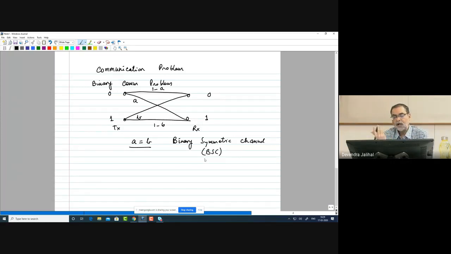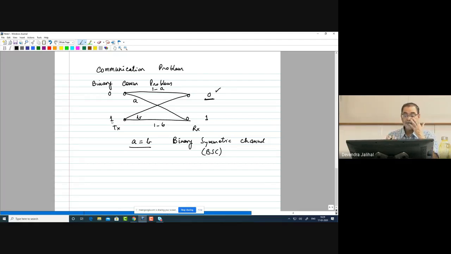So we ask several questions, right? Suppose I'm standing at the receiver and I've received a 0. What is the probability of receiving a 0? Now I can get a 0 if a 0 is transmitted, and I can get a 0 at the receiver even if 1 is transmitted, right?